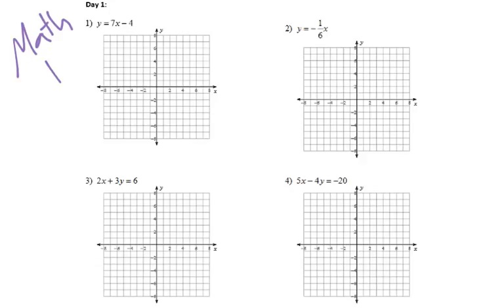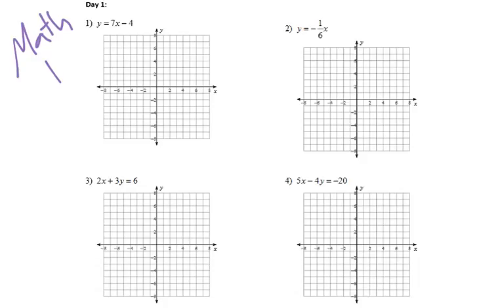Alright, on this new Quizzette, we've got a bunch of graphing. As you can see, we've got our two main styles of graphing: slope-intercept form on 1 and 2, and standard form on 3 and 4.